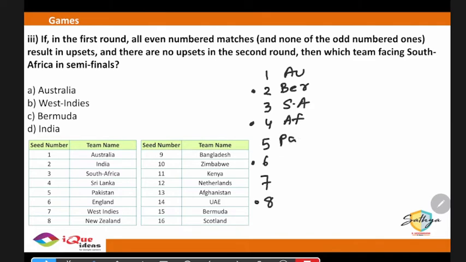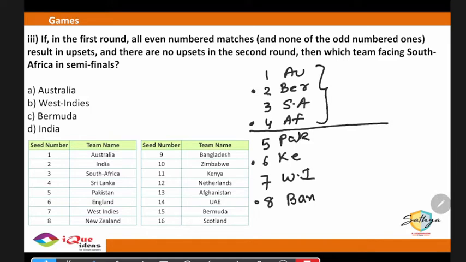Pakistan wins. England versus Kenya, Kenya wins. West Indies versus Zimbabwe, it is simply West Indies. And then New Zealand versus Bangladesh, it is the upset. So again, Bangladesh wins. Now, 1 with 8, and there are no upsets in the second round. So if there are no upsets in the second round, that means the winners are the first 4. So which team faces South Africa? One second.